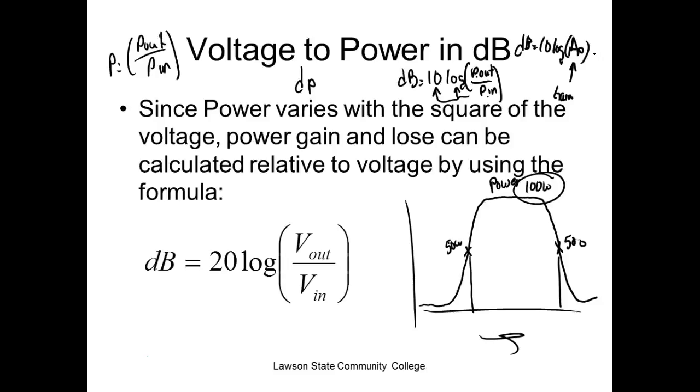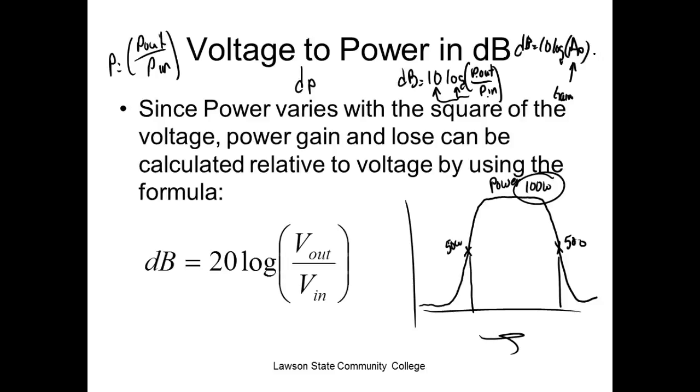Power varies with the square of the voltage. So if I go to 20 instead of 10, this is squaring the voltage. That's power. So what I can do is measure V out over V in. I take the log, and instead of multiplying it by 10, I multiply it by 20, and it gives me the power gain. It doesn't give me the voltage gain, it gives me the power gain, without ever measuring what? Y'all understand?